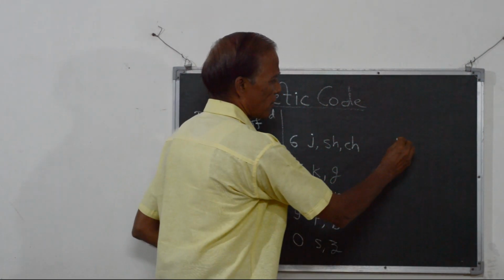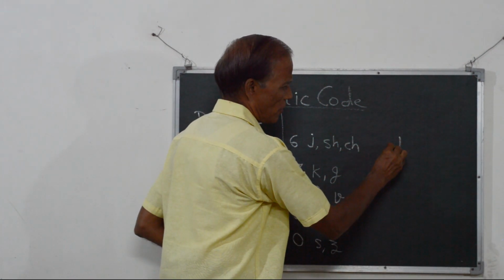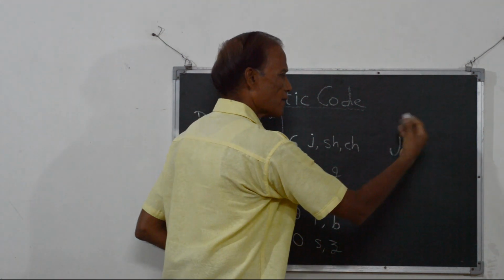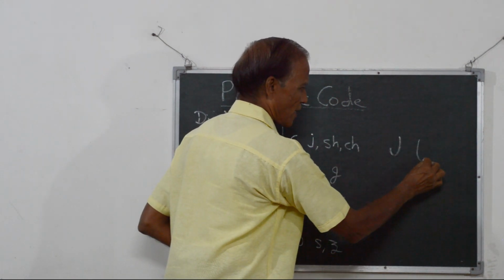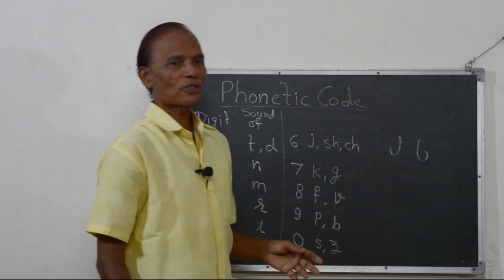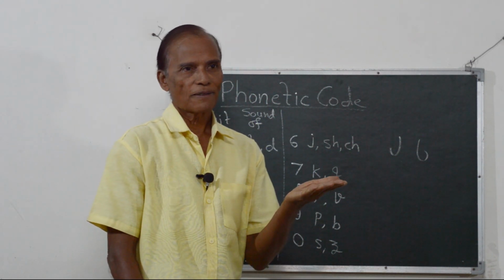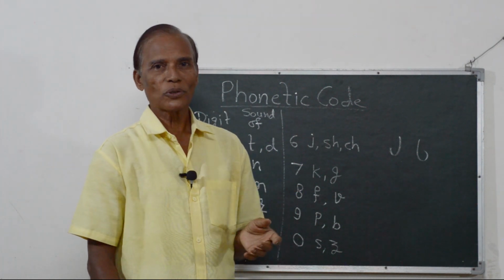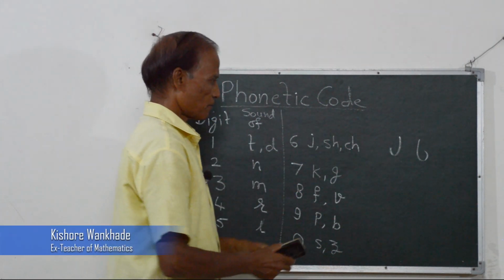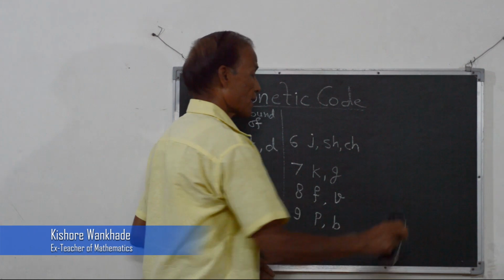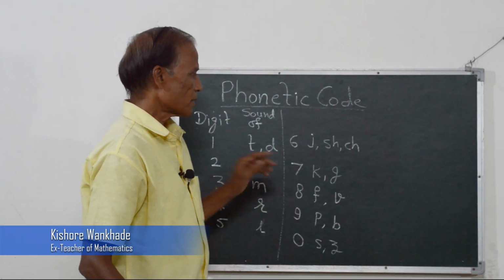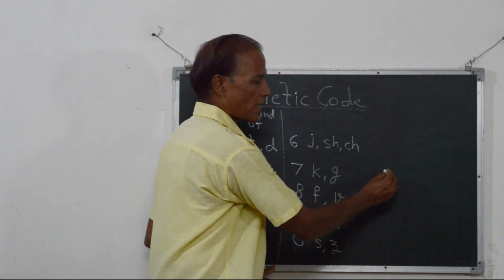Now see, if I wrote J in the reverse direction like this, it will just look like 6. So J reversed will give you a picture like 6. Then for this 7, K is used.